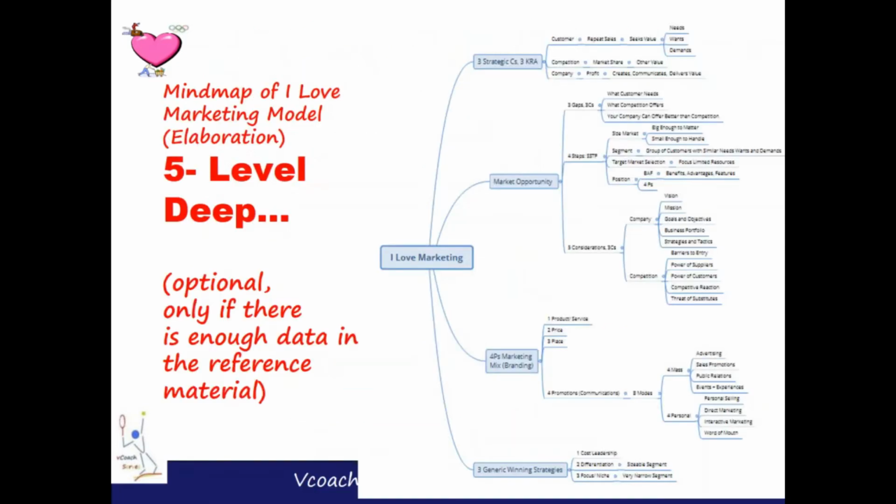So this is a 5-level deep mind map, and I'd like to emphasize that this is an elaboration which is possible only if there's enough data in the reference material. So again, why do we call this 5 deep? Because you can count 1, 2, 3, 4, and 5. So there are 5 as far as depth of information available for this first level idea.